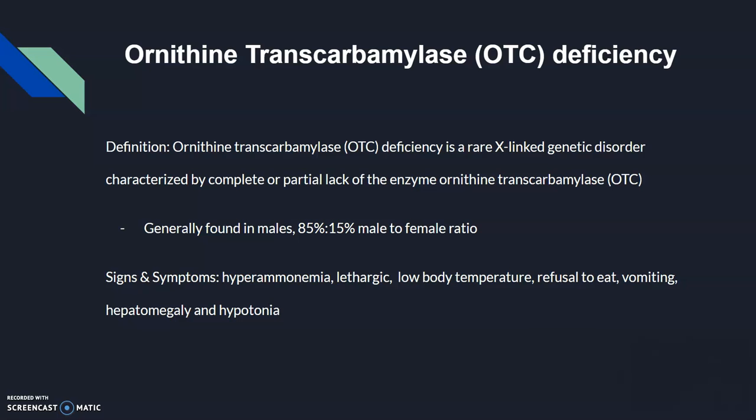The patient has ornithine transcarbamylase, OTC, deficiency. OTC deficiency is a rare X-linked genetic disorder characterized by complete or partial lack of the enzyme ornithine transcarbamylase, or OTC. This deficiency is generally found in males, and the ratio is normally 85% to 15%. Now, the signs and symptoms include hyperammonemia, lethargy, low body temperature, refusal to eat, vomiting, hepatomegaly, and hypotonia. And the patient has several of these symptoms, such as hyperammonemia, and she's also lethargic.